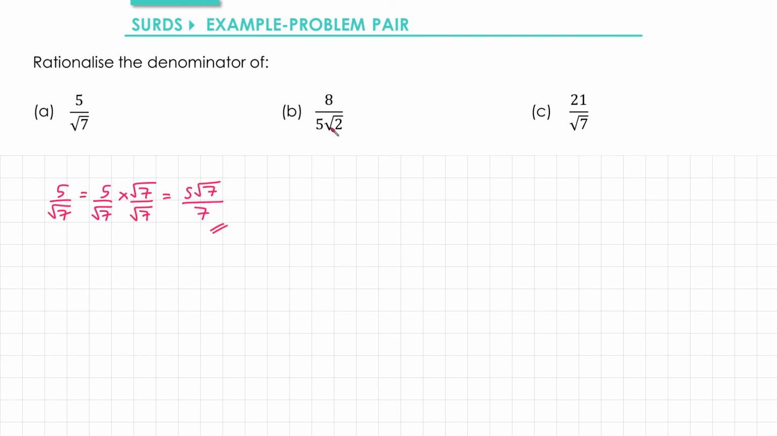Part B, I've got 8 over 5 root 2. Remember, we don't need to multiply by the 5, we only need to multiply top and bottom by root 2. On the top, that gives me 8 times root 2, which is 8 root 2. On the bottom, root 2 times root 2 is 2, multiply by 5, I get 10, and 8 tenths cancels down to 4 fifths.